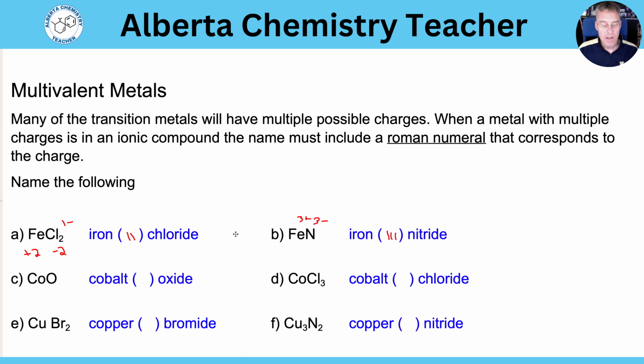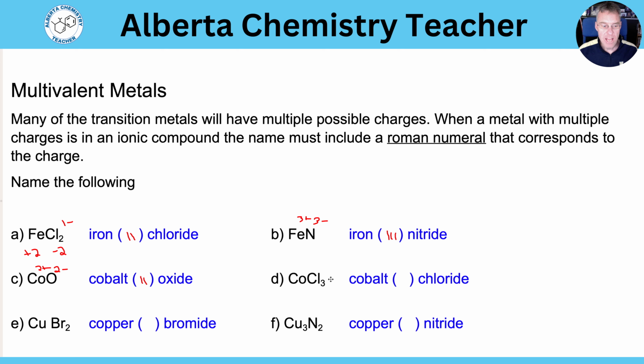I would encourage you to pause the video, see if you can do the remaining 4, and I will be back going through the answers in about 5 seconds. So hopefully you had a chance to do them all. We've got cobalt oxide. Oxygen is always 2 minus. So to balance it out, we need a 2 plus on the cobalt.